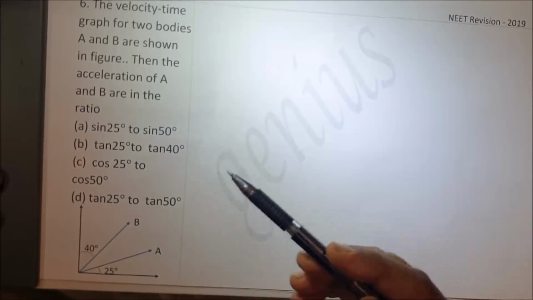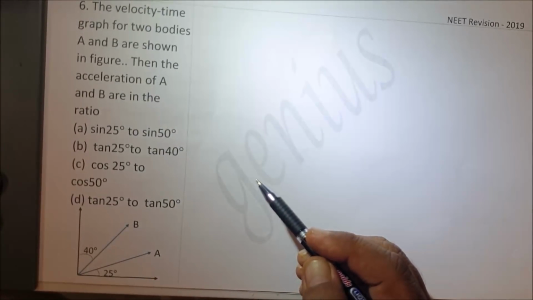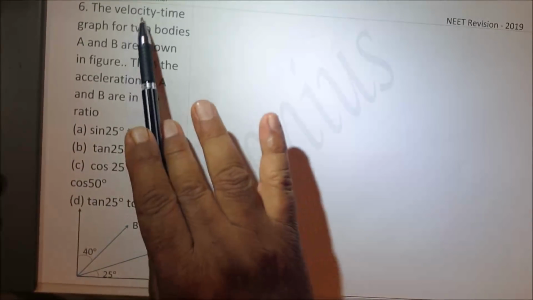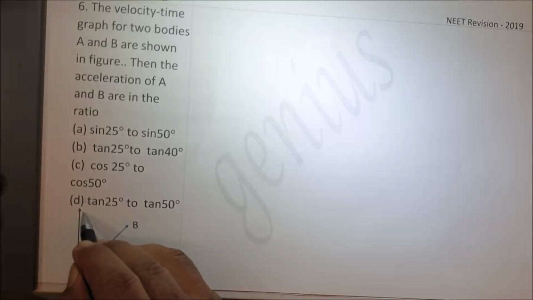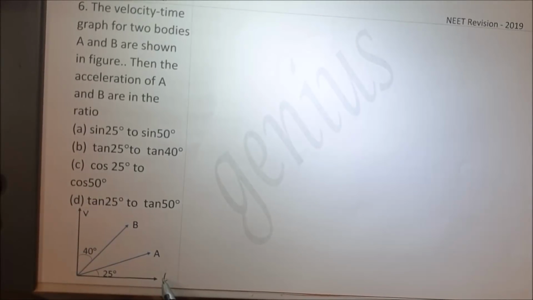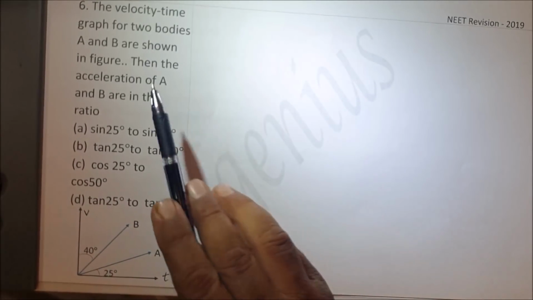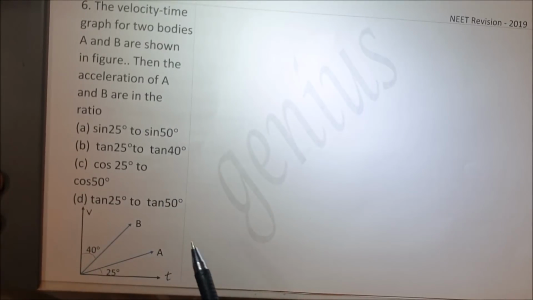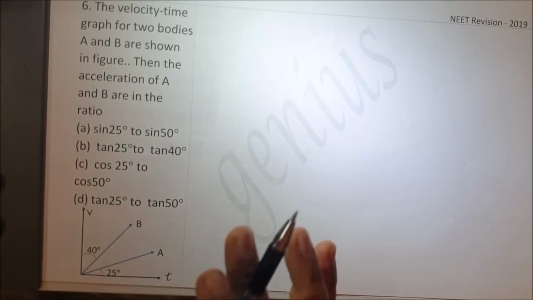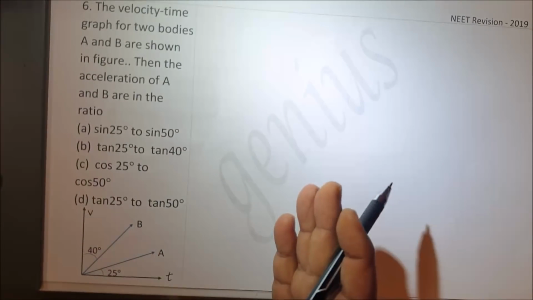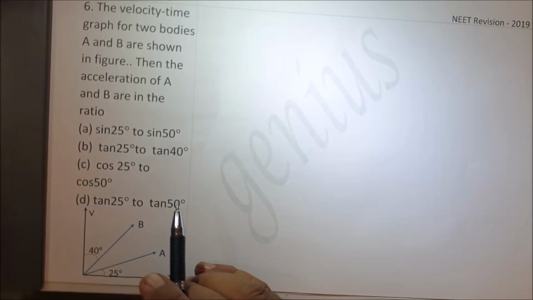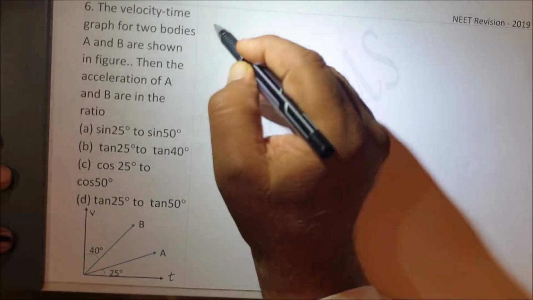Then the acceleration of A and B are in what ratio? These are which graph? Velocity time. Here is velocity V, here is time T. So this is 25, this is 40. Now graph velocity, time, acceleration, how they are related to each other, that knowledge is on test.